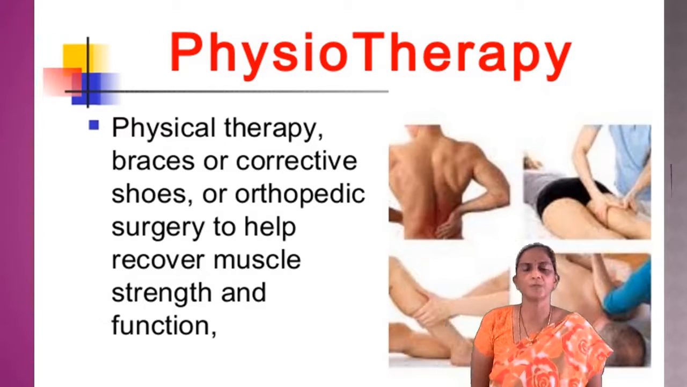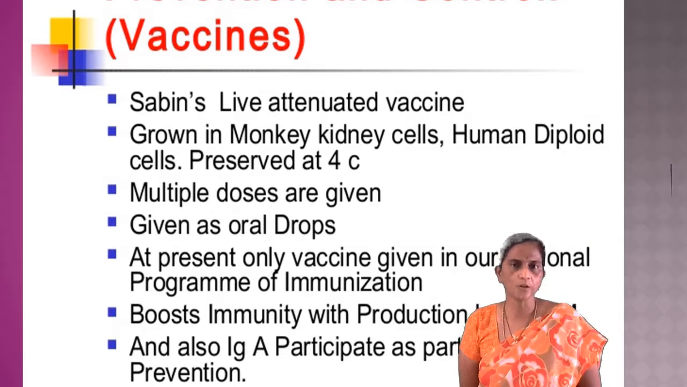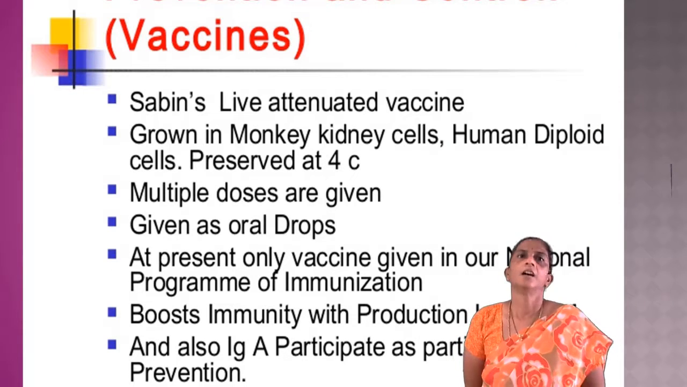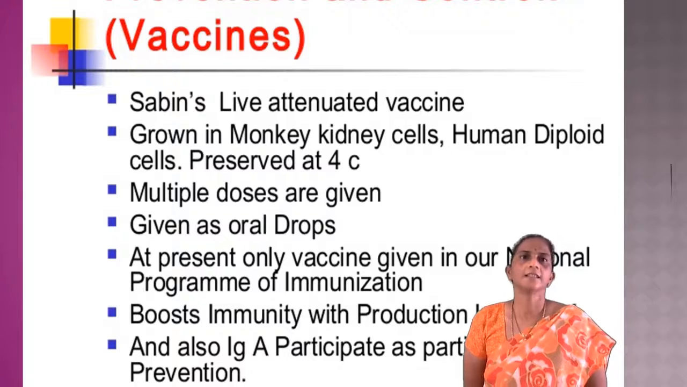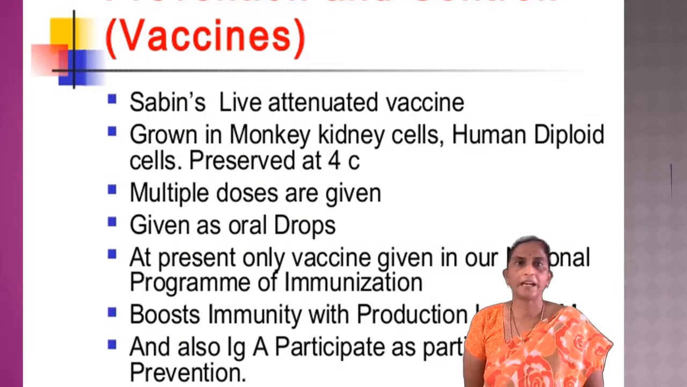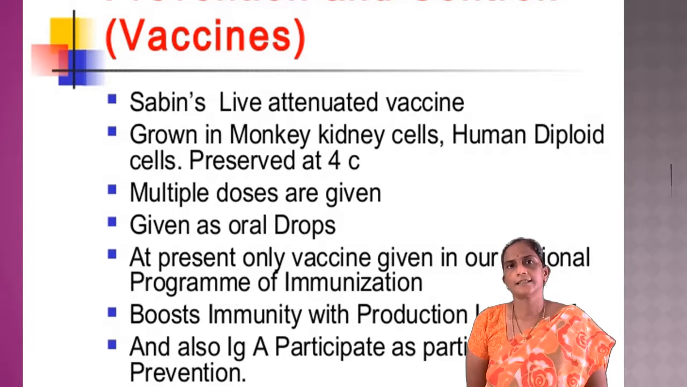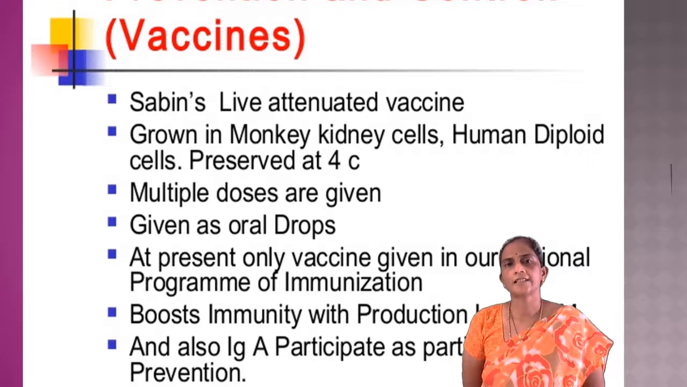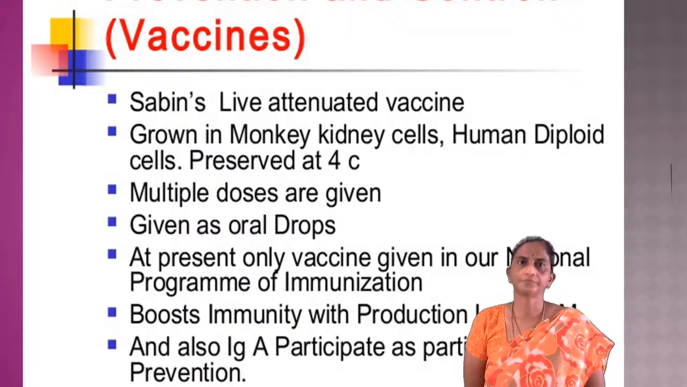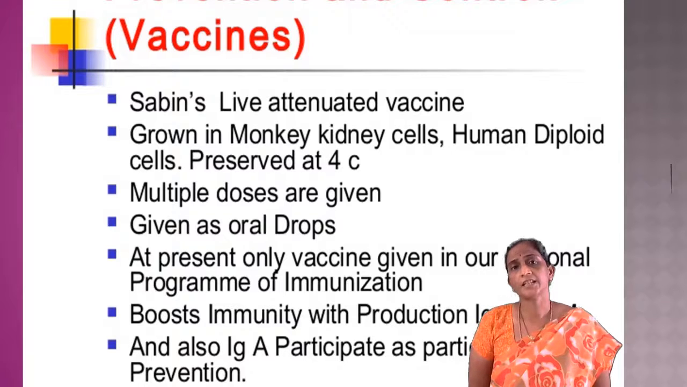Next, we have to discuss mostly the vaccines. Vaccines play an important role in case of polio, which we already discussed: Salk vaccine and Sabin vaccine. Sabin vaccine is developed from monkey kidney cells. Booster doses can be given. It is a live attenuated vaccine. The vaccine is given to babies 0 to 5 years. Sabin vaccine is an oral vaccine.